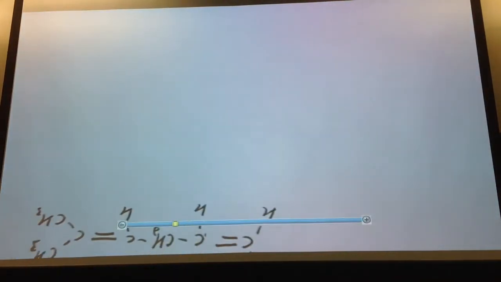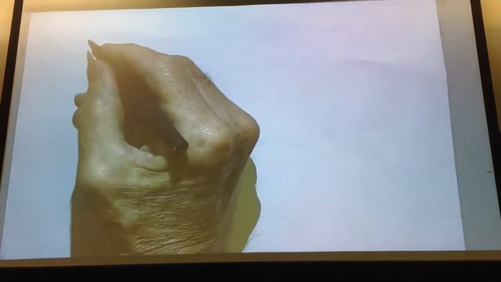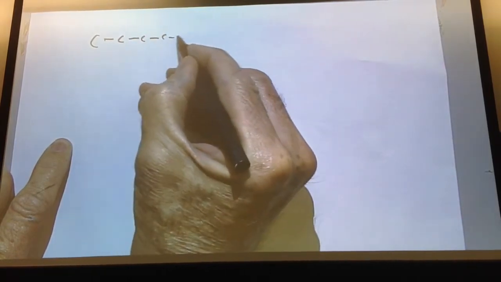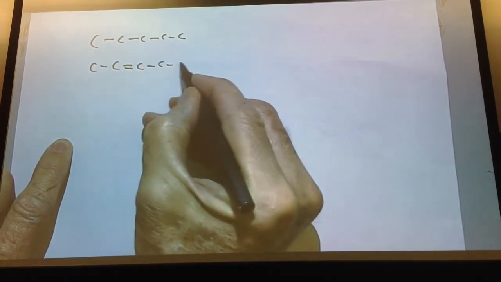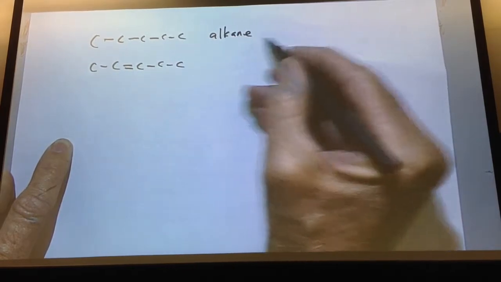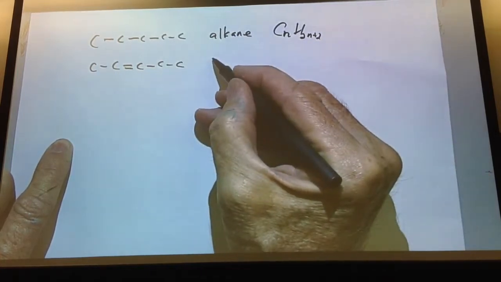But I don't want to overload your circuits. So let me just give you the next chapter deals with compounds containing carbon-carbon triple bonds. So, this is what you've seen before. You know this is an alkane. Has a general form of CnH2n+2. This is an alkene.